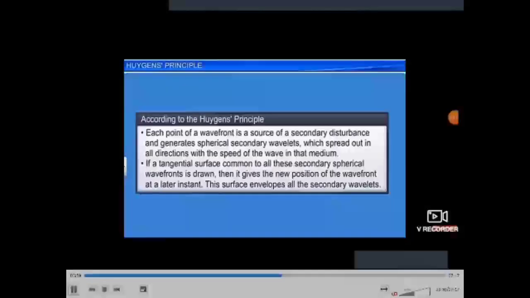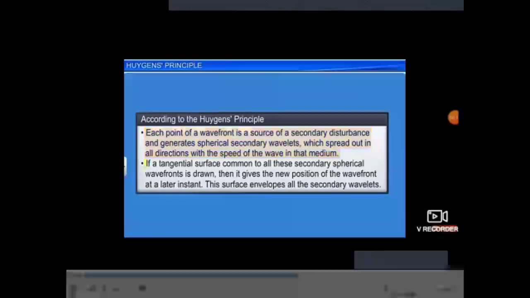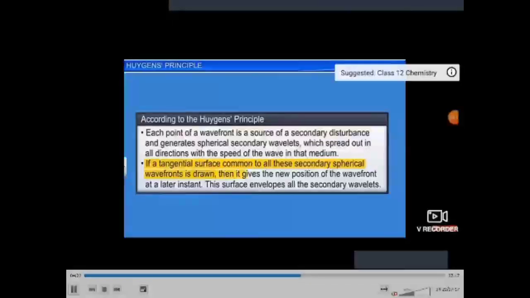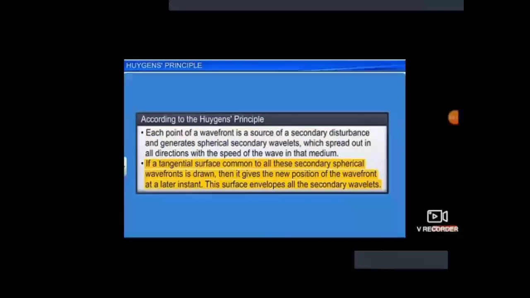According to Huygens principle, each point of the wavefront is a source of secondary disturbance and generates spherical secondary wavelets, which spread out in all directions with the speed of the wave in the medium. If a tangential surface common to all these secondary spherical wavefronts is drawn, then it gives the new position of the wavefront at a later instant. This surface is the envelope of the secondary wavelets.